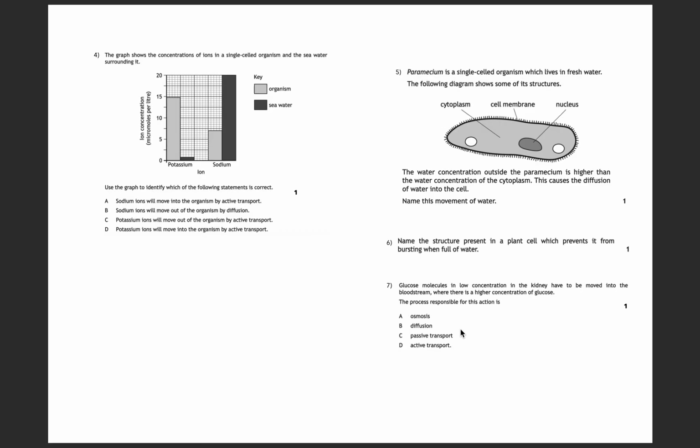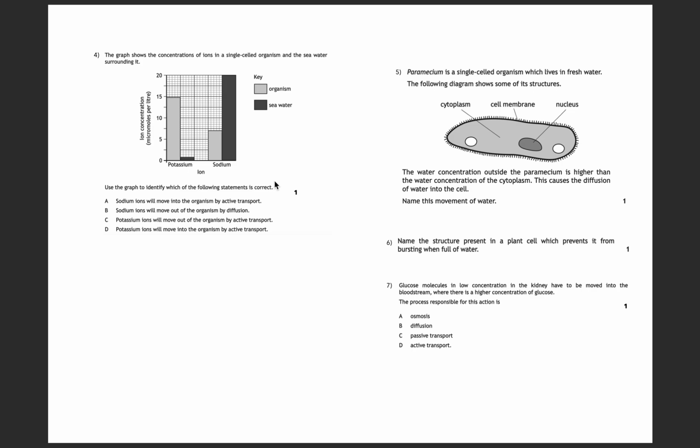Number 4, this one was a bit more difficult. There was quite a lot of information here. So the graph shows concentrations of ions in a single-celled organism. Single-celled organism you can see over here, like a paramecium, amoeba, that sort of thing. And it's looking at the seawater surrounding it. Use the graph to identify which of the following statements is correct.